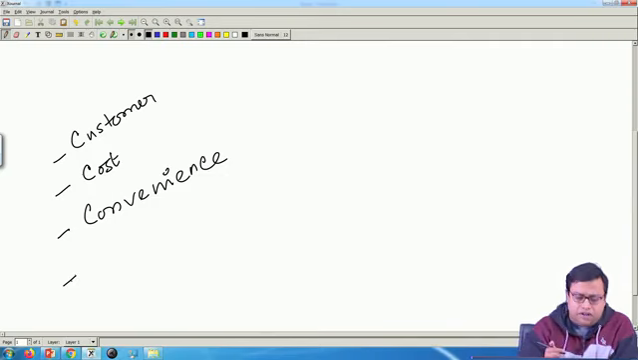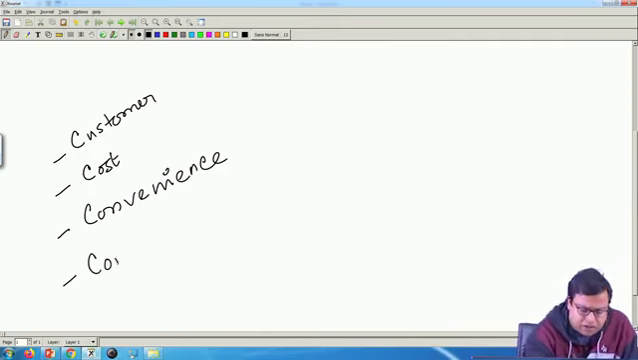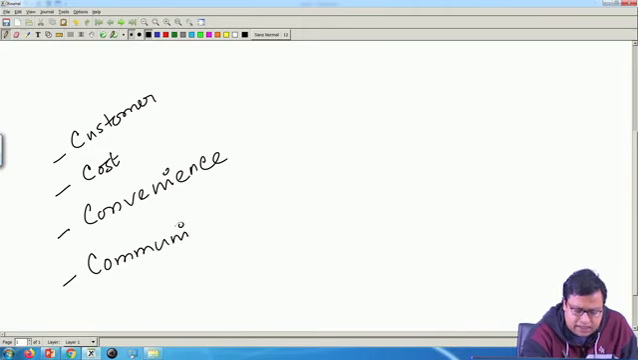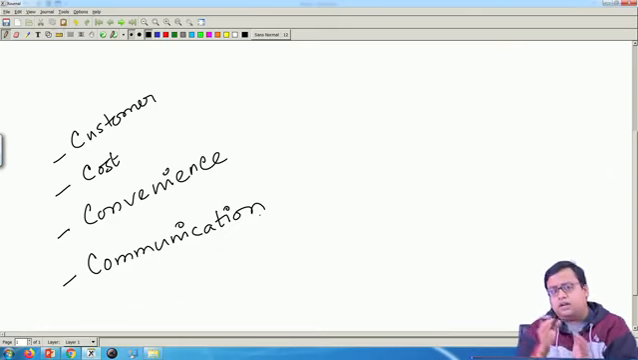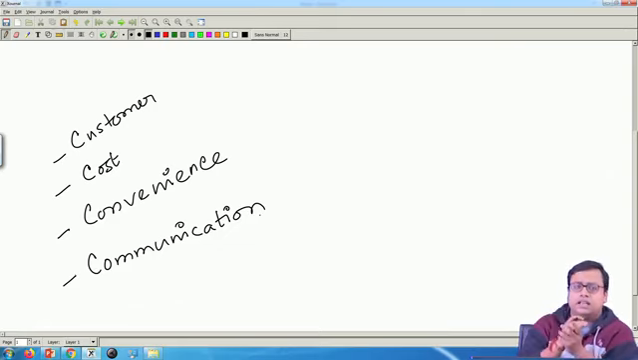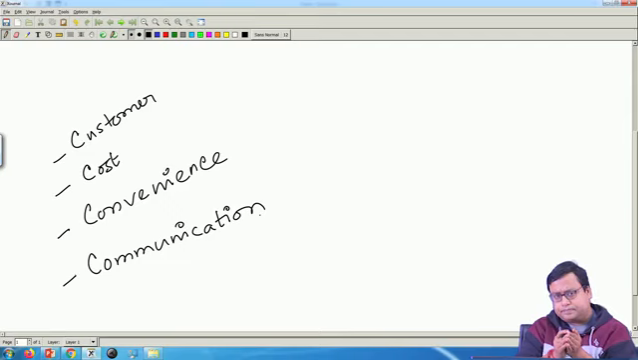So, customer, cost, convenience, and the next part is communication. What is the language that they understand? By language I am not saying English or Hindi or Bengali. By language I mean what kind of information, what kind of text, what kind of messages they understand. For example, if you are trying to target bottom of pyramid customers who are, let us say, less educated, the percentage of BOP customers who are highly educated or who are English speaking might be less.